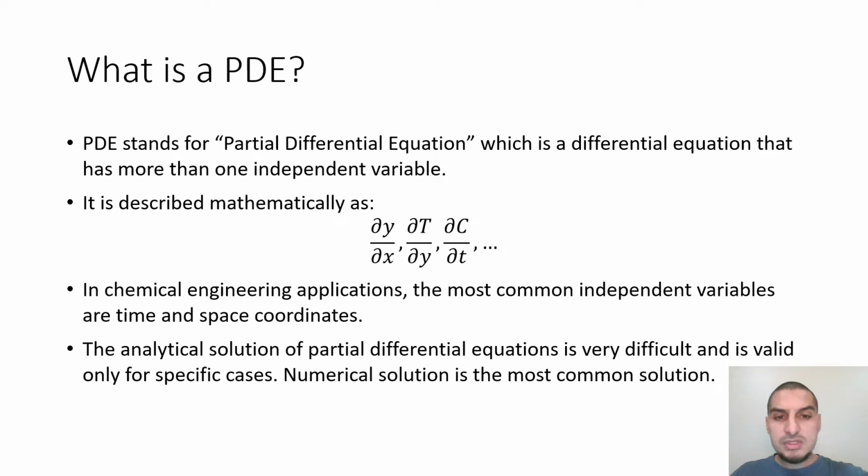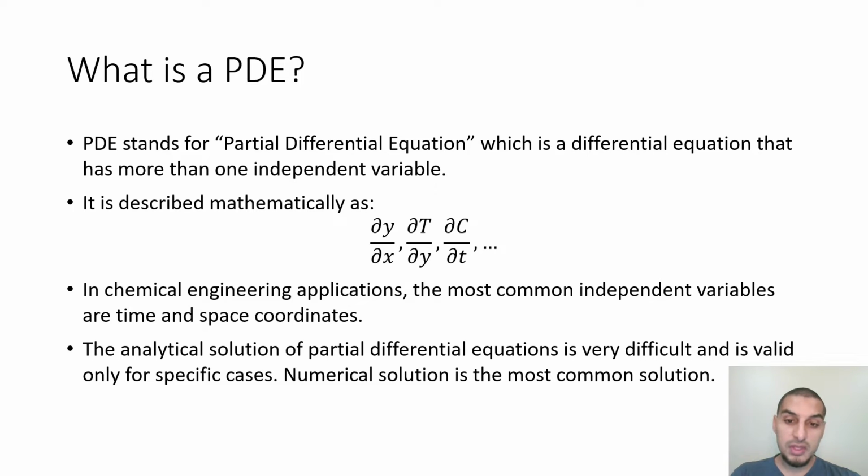Partial differential equations are differential equations, but they have more than one independent variable. We know that the differential term is dy by dx. If it's dy by dx, then y is the dependent variable because it depends on x, which is the independent variable. So this is the dependent and independent variable. No matter how high the order of the differentiation is, and how many differential terms we have, as long as we have only one independent variable, this is called an ordinary differential equation.